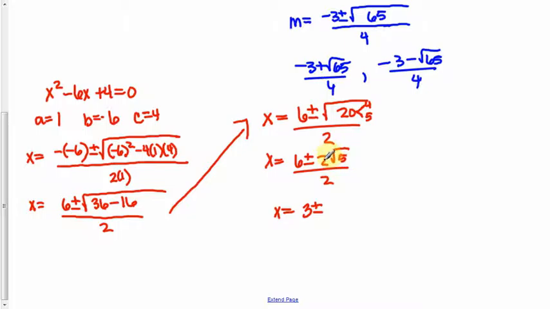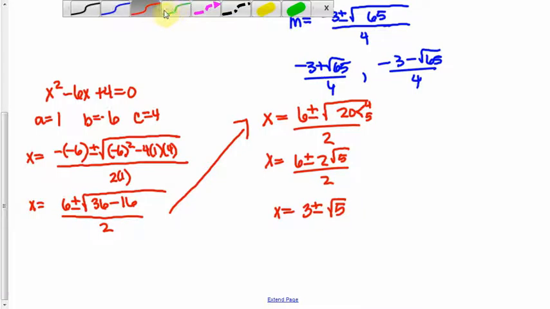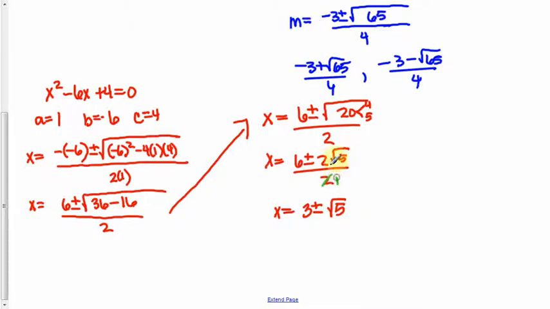2 goes into the 2 1 time. I don't put a 1 in front of a radical. And then 2 goes into 2 1 time. It might be nice if you do this: 2 goes into 2 once, it goes into 2 once, it goes into this 3, and then you write your answer. 3 plus or minus square root of 5. Okay?